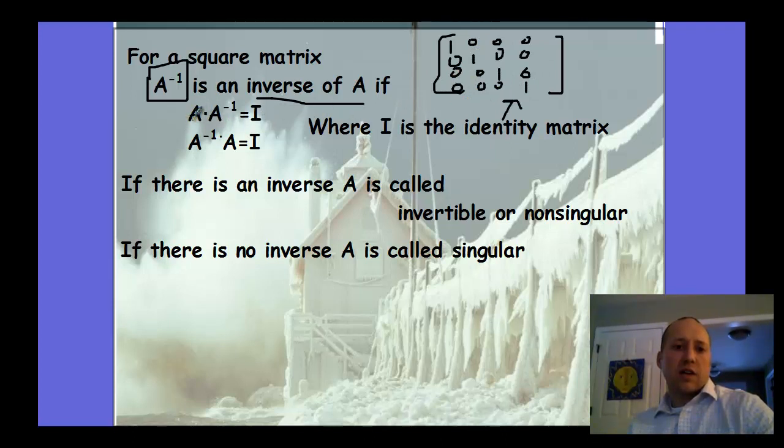Whenever you take a matrix times the inverse and you do the inverse times the matrix, both of them produce the identity matrix. That's how you verify two matrices are inverses of each other. So if there is an inverse, A is called invertible or non-singular. If there's no inverse, it's called singular. Some terminology.